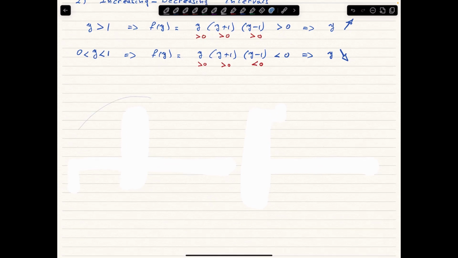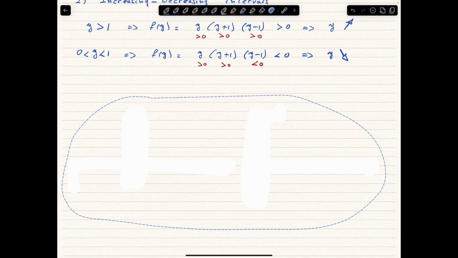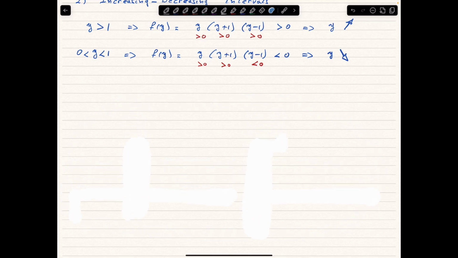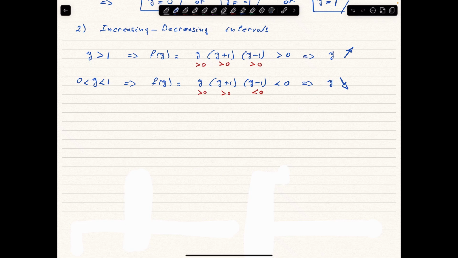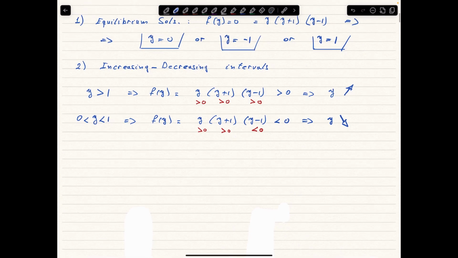Running out of space here, so let's move it a little bit downwards. Now, what happens with the next relevant interval? The next relevant interval is when we are above -1 but smaller than 0. So, what happens when y is actually above -1 but smaller than 0?